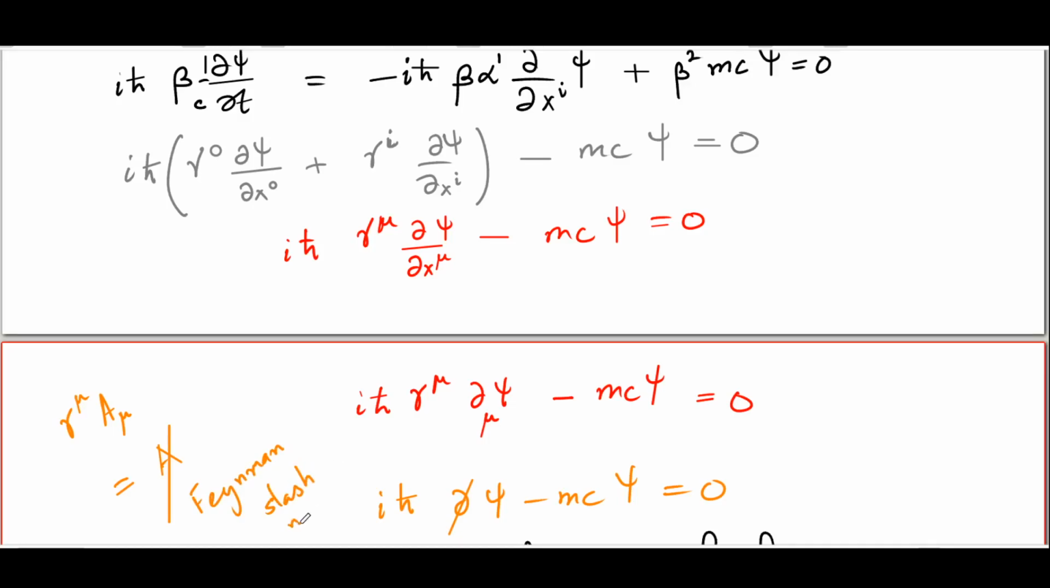And we will make extensive use of this in later lectures. In today's lecture, I will refrain from using this. I will just use the expanded form, i h-bar gamma^mu del_mu psi minus m c psi equals 0, for the Dirac equation. Now, before we go any further, let us take a look at some of the details of these gamma matrices.